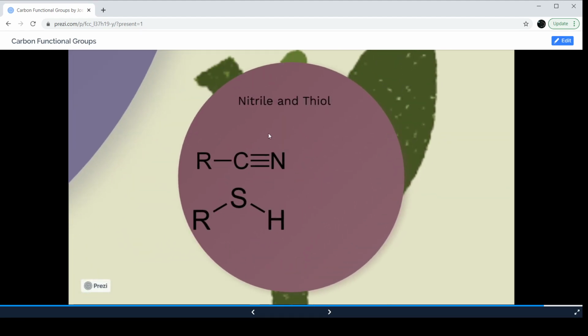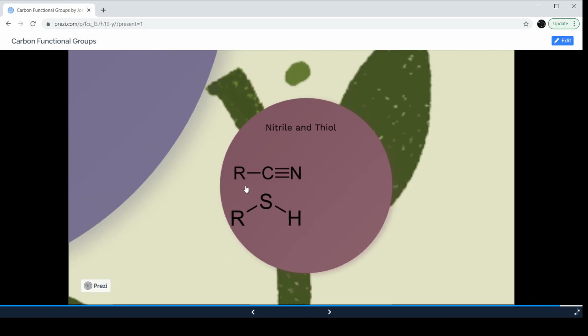The last is a nitrile group. This is where the nitrogen is triple bonded. This one is usually a fairly unstable molecule, just because of torsion and geometry. And the last is a thiol group, and this is where we have a sulfur attached to a hydrogen terminating our group there.